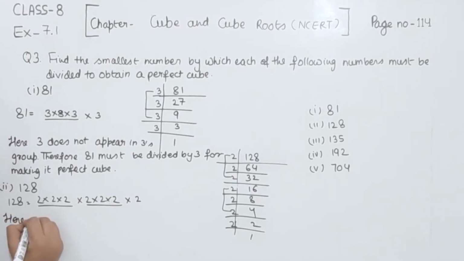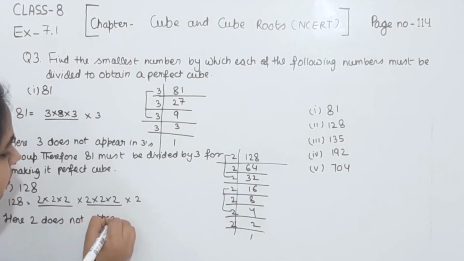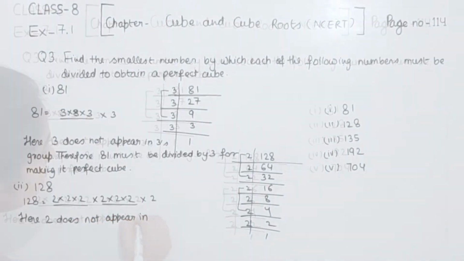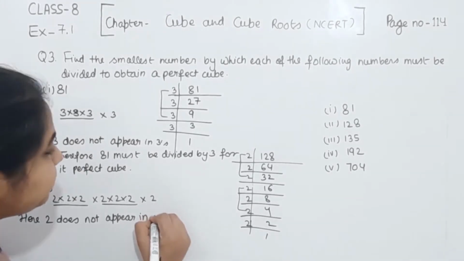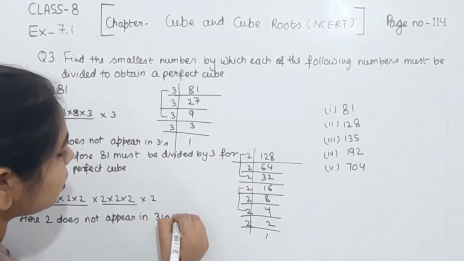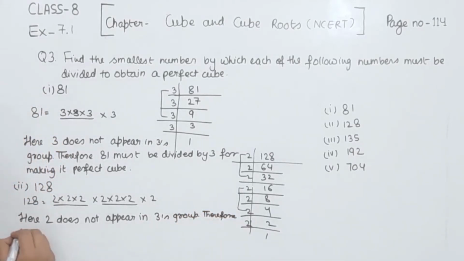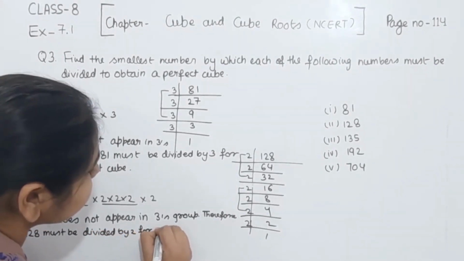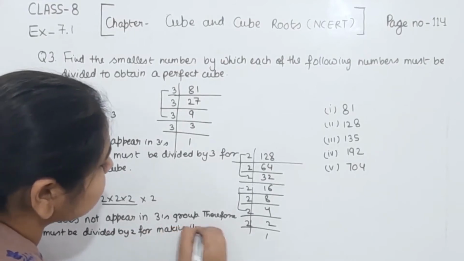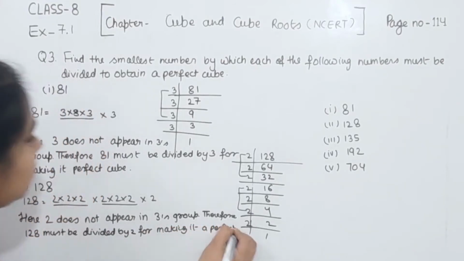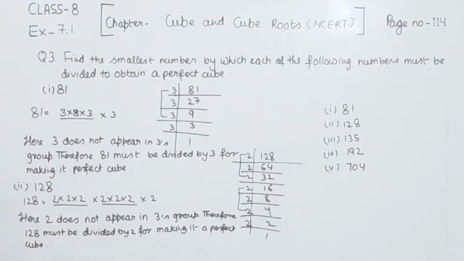So I'm going to write here: 2 does not appear in 3's group. Therefore 128 must be divided by 2 for making it a perfect cube. This is part 2 we have.